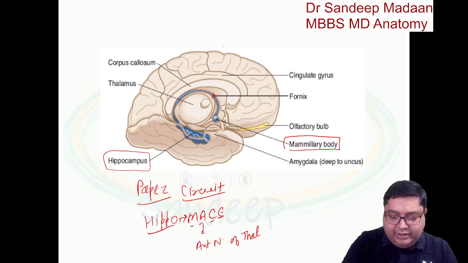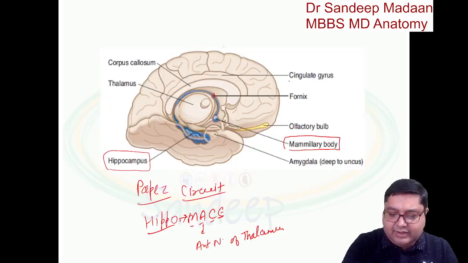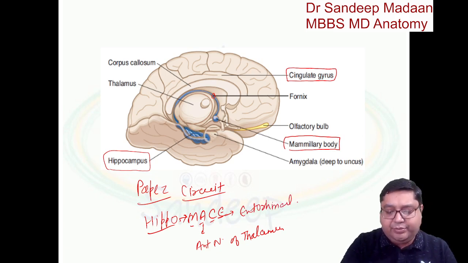From the anterior nucleus of thalamus, it will move on to the cingulate gyrus. Here you can see we have the cingulate gyrus. Here we can see this is the cingulate gyrus over here. Okay, that is the cingulate gyrus. From the cingulate gyrus, it will go to the entorhinal cortex, and from the entorhinal cortex, it will be again sent. The fibers will be connected to the hippocampus.